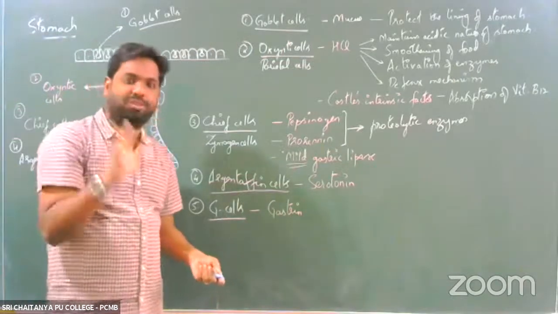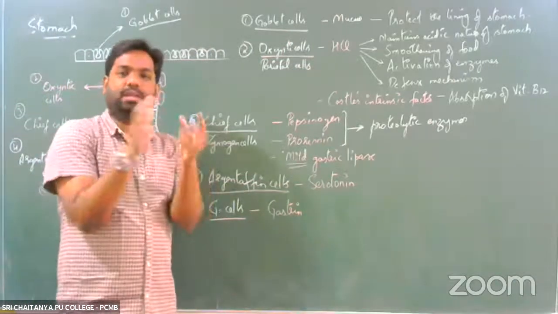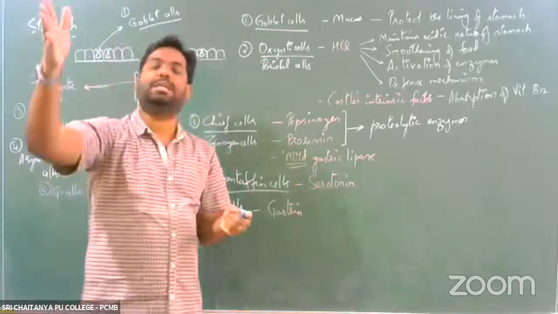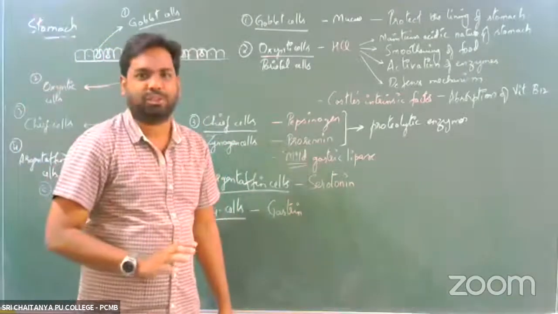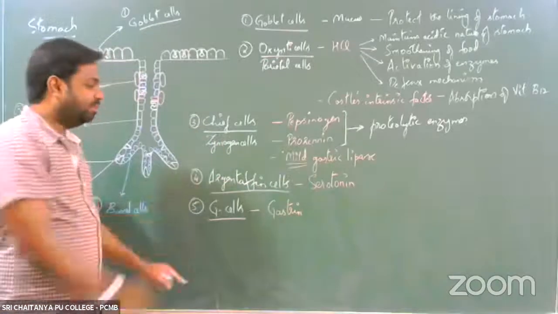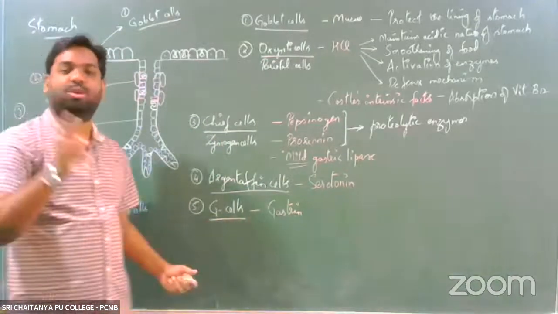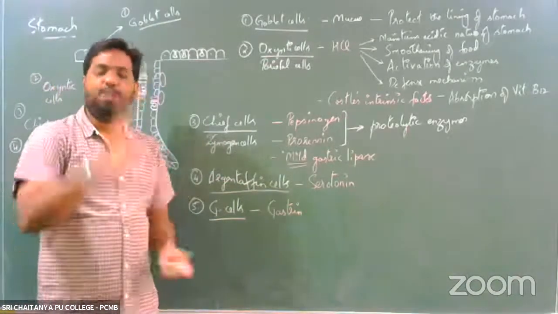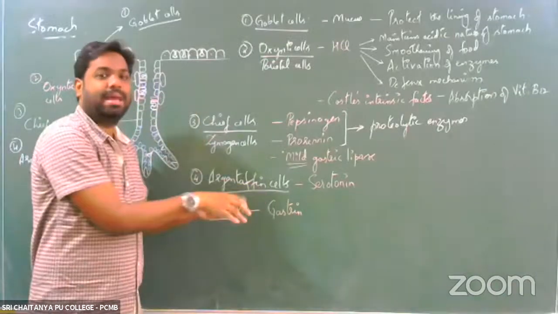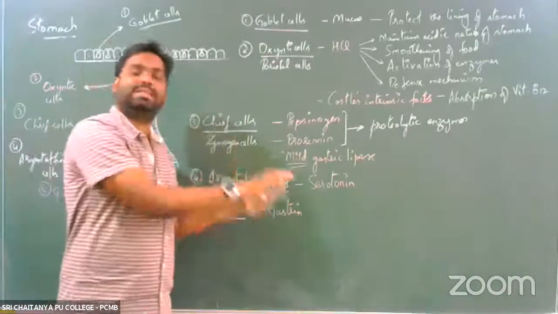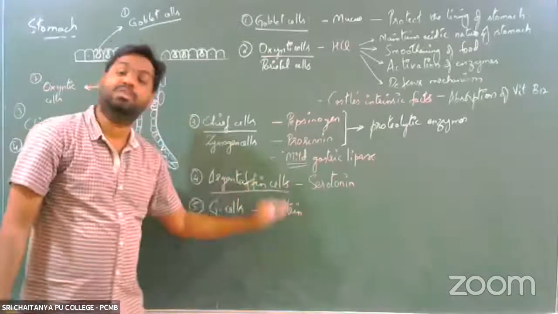We know what exactly hormones do. Hormones are secreted in one place and they move to a distant place where they perform their action. But the hormone secreted by the G cells, we call a local hormone, because it is secreted in the stomach and functions in the stomach itself. Therefore, we call it the local hormone.